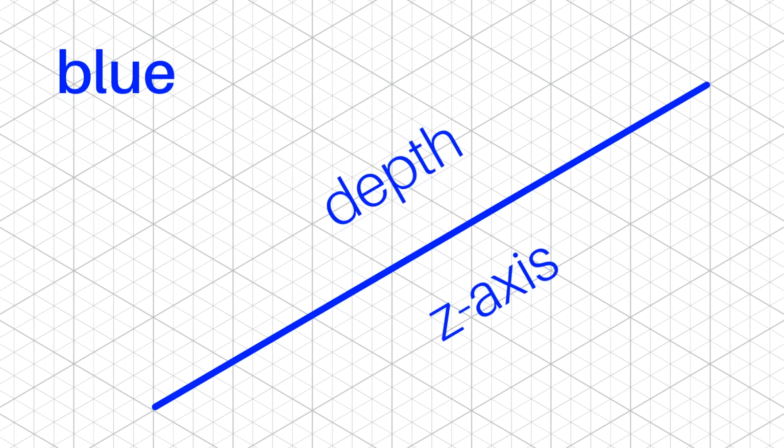And finally, our blue line represents depth, or how big something is from back to front. These are represented by lines that have a positive slope, or go up towards the top right-hand side of the page if you're working from left to right.